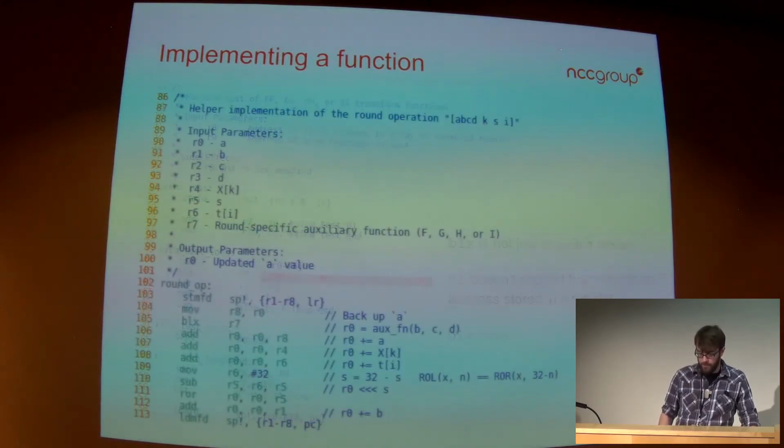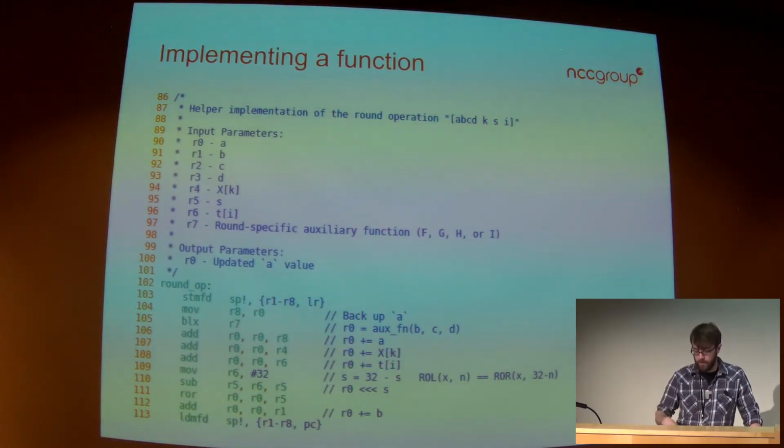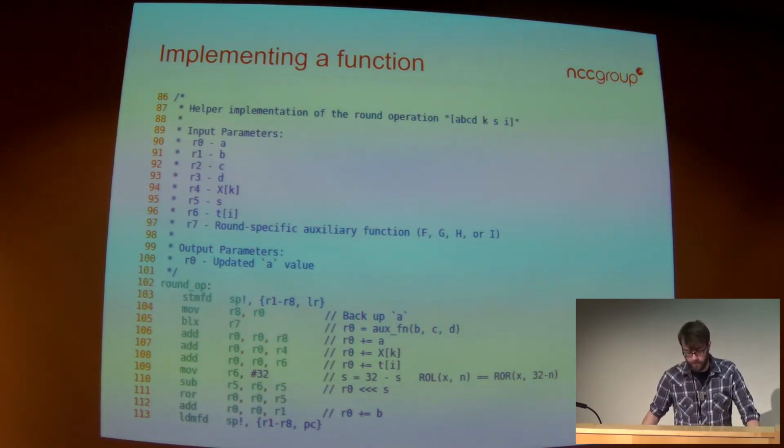So then I just show a little more here. This is a call function. So it's round out, so you see I'm storing the things that I'm going to dirty and the link register, doing some operations, and then I return. We just talked about line 15.